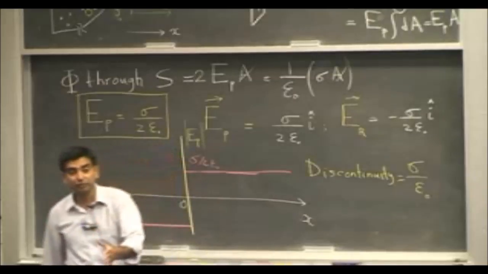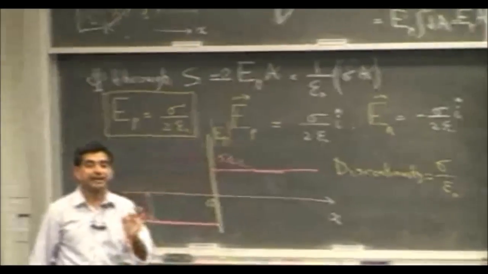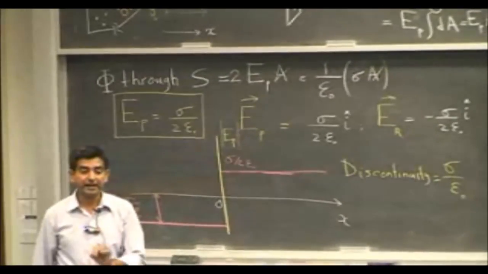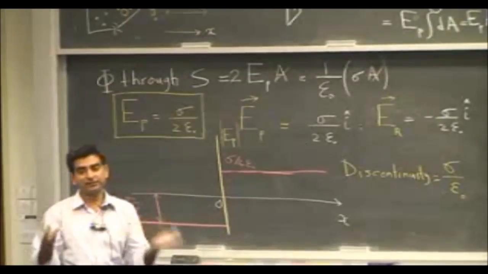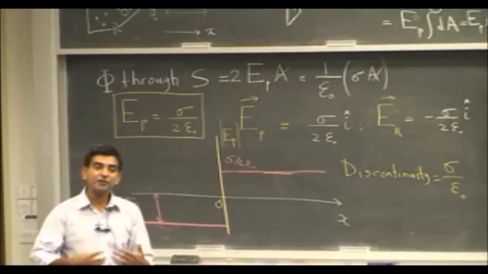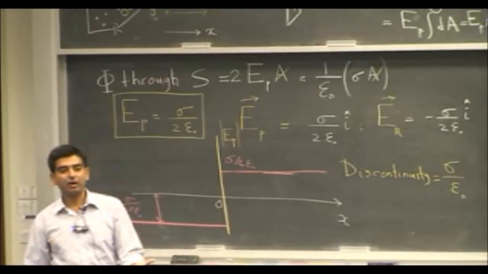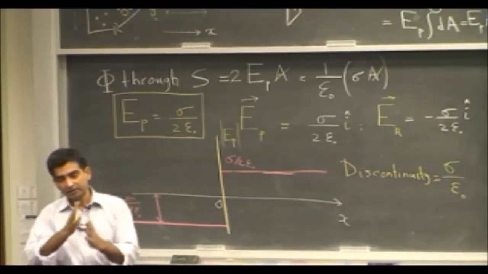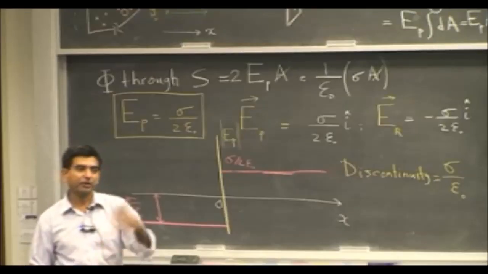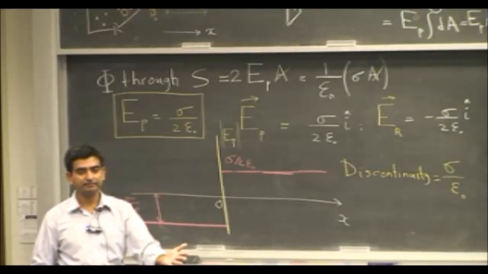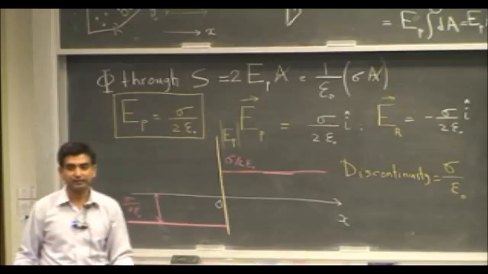And this is a general rule. Electric fields can be discontinuous if there is charge on a surface. If charge only resides on a surface, the electric field to one side of the sheet will be different from the electric field to the other side. Now this is a very important result.